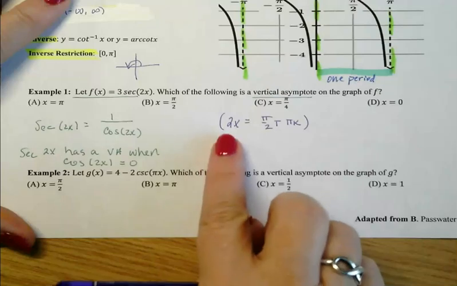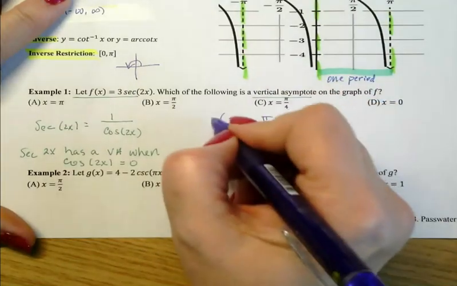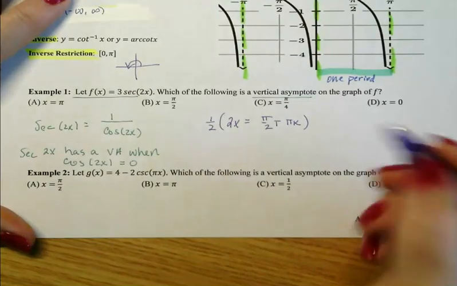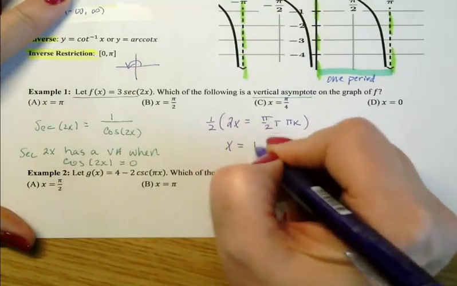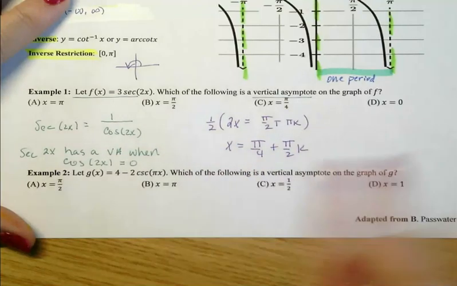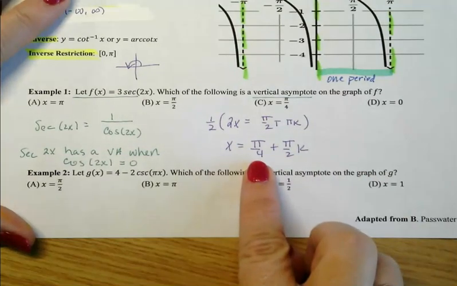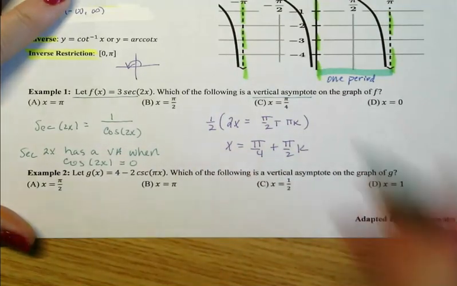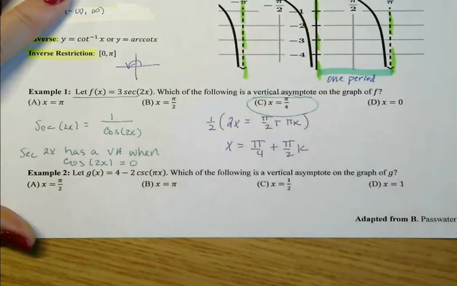And then we can simply adjust for the 2. So to get rid of the 2, I'm going to multiply the equation through by 1/2. So that's going to be x equals pi over 4 plus pi over 2k. And so then I could see the first asymptote is going to be at pi over 4, which is going to be answer choice C.